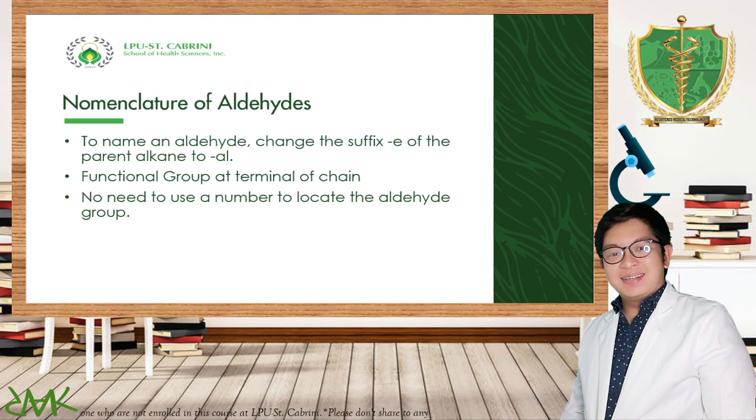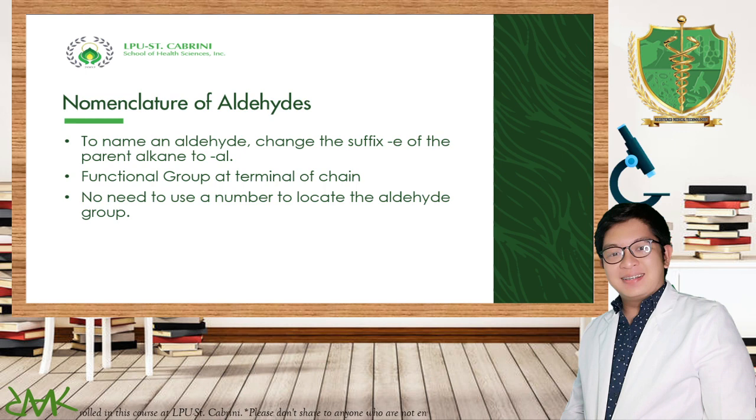If you still remember the way you name alcohols, you omit the final E of the parent alkane and you change it to OL. This time, that's basically the same thing. It just so happens that instead of OL, we are going to use AL to indicate that it is an aldehyde.